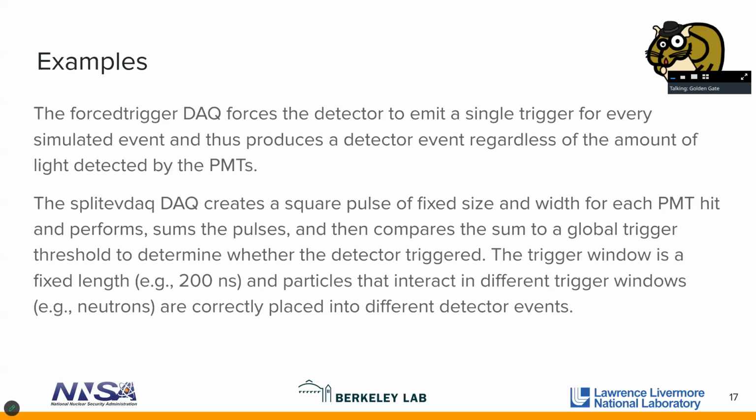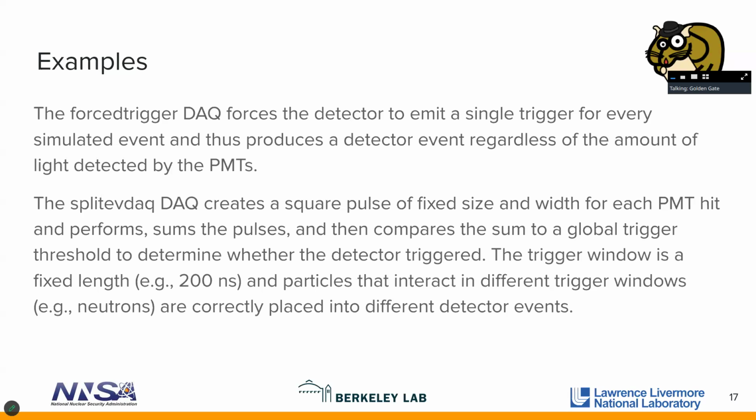A more realistic type of trigger, again, not specific to any detector, but maybe one that is sort of similar to some that are implemented for some detectors, is called split EV DAC. Basically what it does is for every single PMT hit, it creates a little square pulse with a fixed size and width, and then sums all those square pulses together. And then it compares the sum of those square pulses to a global trigger threshold. If that sum of square pulses, you can sort of imagine them summing up in time, crosses a global trigger threshold, then it issues a trigger.